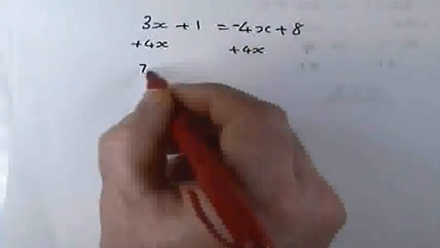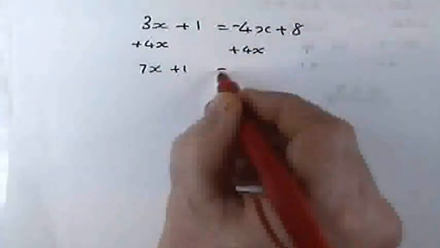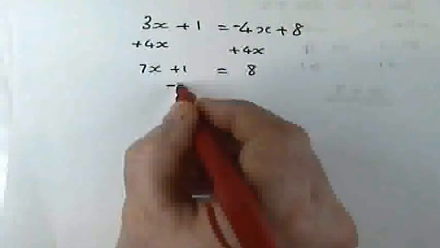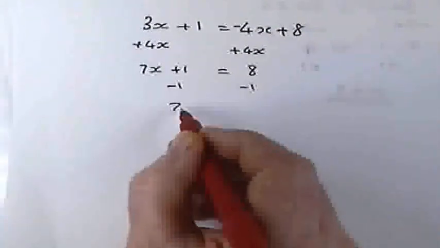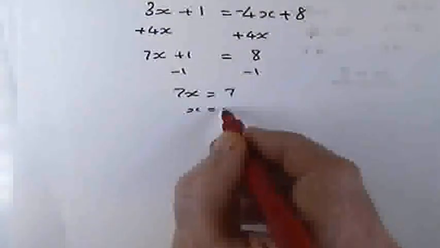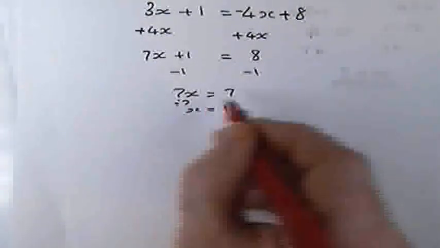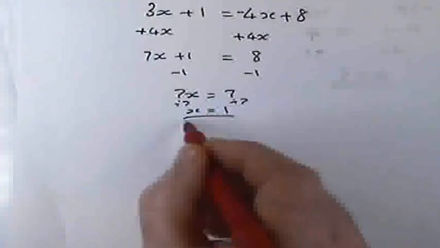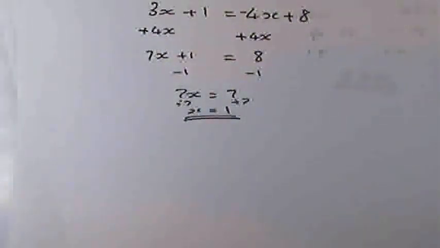So we get 7x plus 1 is equal to 8. Now we take 1 from both sides, and we get 7x is equal to 7. Now divide both sides by 7. You get x is equal to 1. Well done if you got that one right. So that's unknowns on both sides.